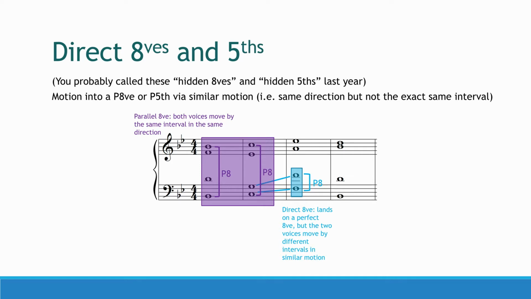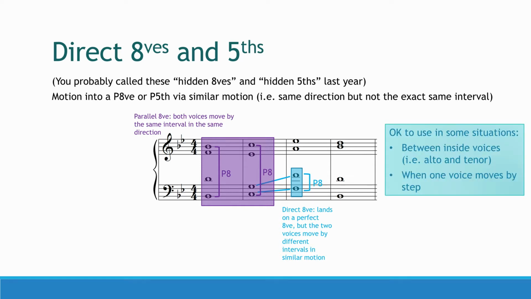It's not as bad as a parallel fifth or octave because they're not moving by the same interval. But landing on that fifth or octave, once again, because those are perfect sonorities, they're going to stand out a lot more. So you'll be allowed to do these with inside voices, but you should avoid them with the bass, and you should particularly avoid them between the bass and soprano. I'm also going to say that they're totally okay as long as one of your voices is moving by step. If both voices are moving by leap, that's when they really become prominent.